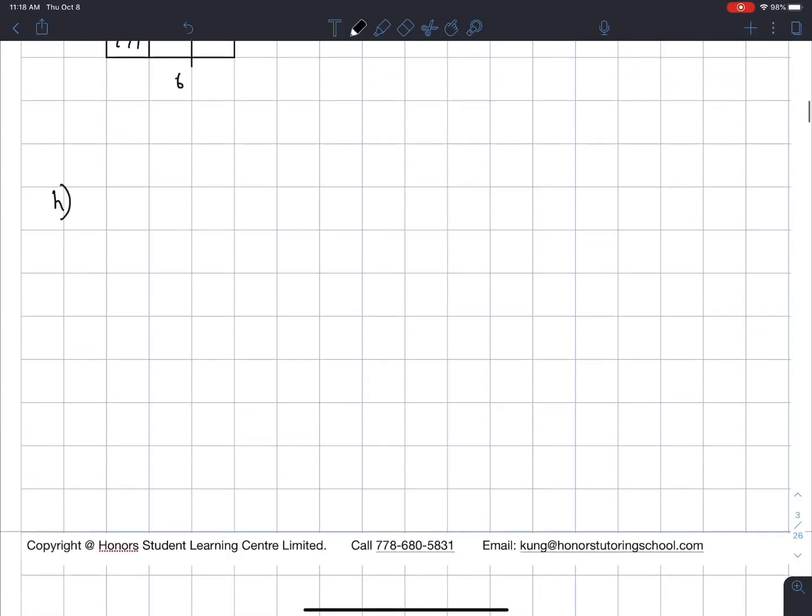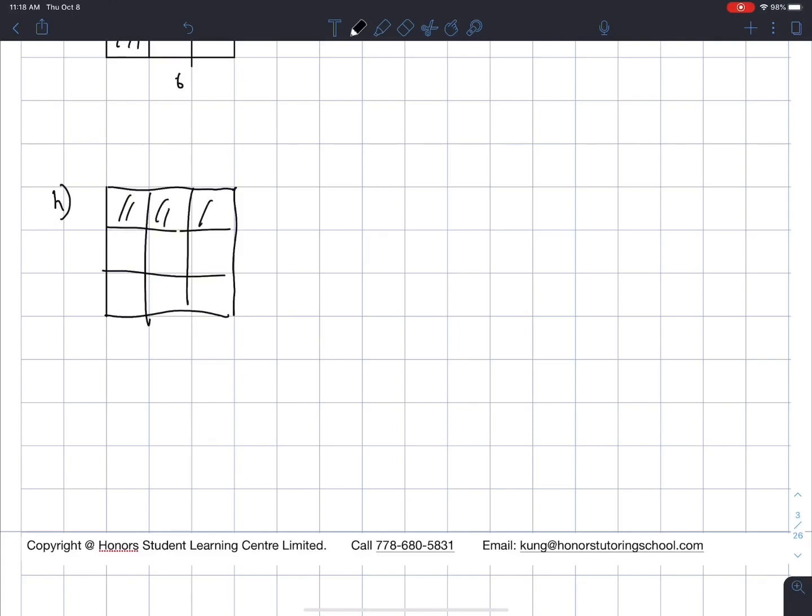And H. Area is going to be 4 times 2, the total area, times 5 out of 9, because only 5 of the little squares are being shaded. So 4 times 2 is 8. I can put it as 8 over 1 times 5 over 9.